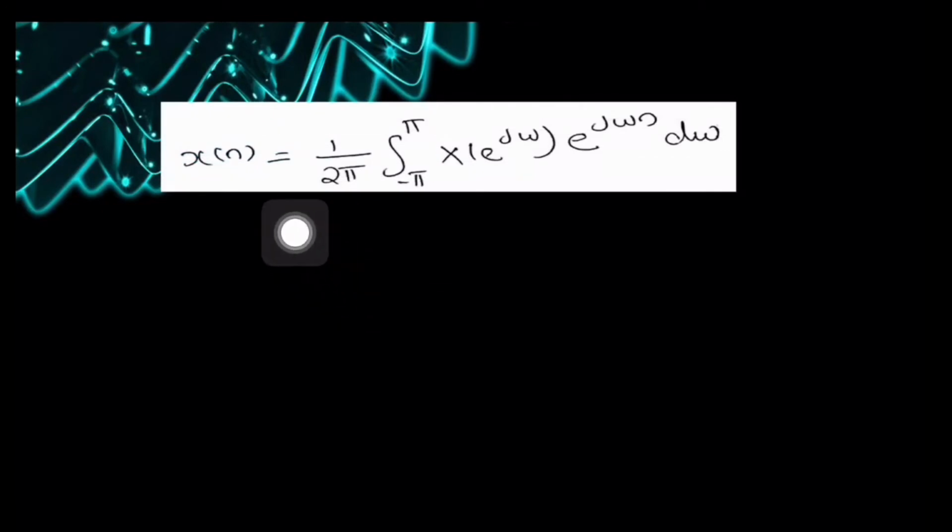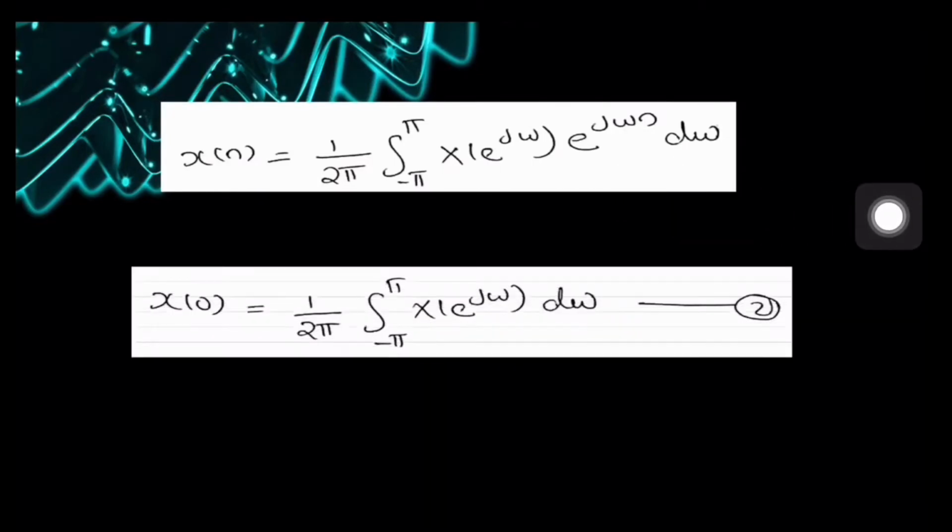I hope you all know that a discrete time signal x of n can be mathematically expressed in terms of its Fourier transform x of e raised to j omega as x of n is equal to 1 by 2 pi integral minus pi to pi x of e raised to j omega e raised to j omega n d omega. Now we are going to substitute n equal to 0 in this expression and get x of 0 is equal to 1 by 2 pi integral minus pi to pi x of e raised to j omega d omega. It is labeled as equation number 2.